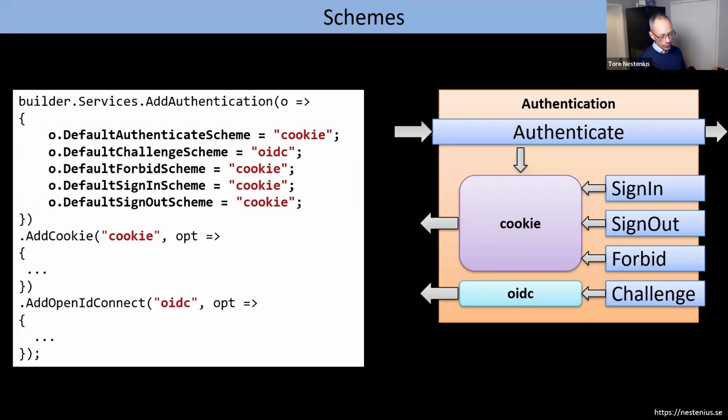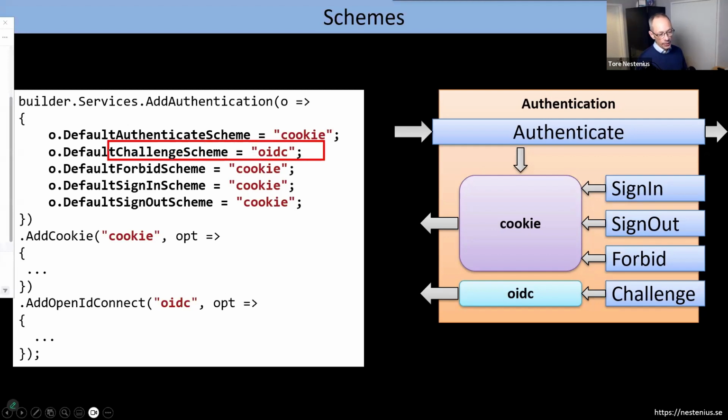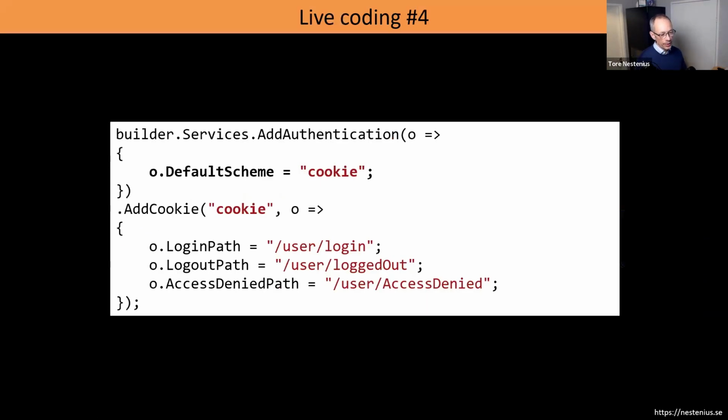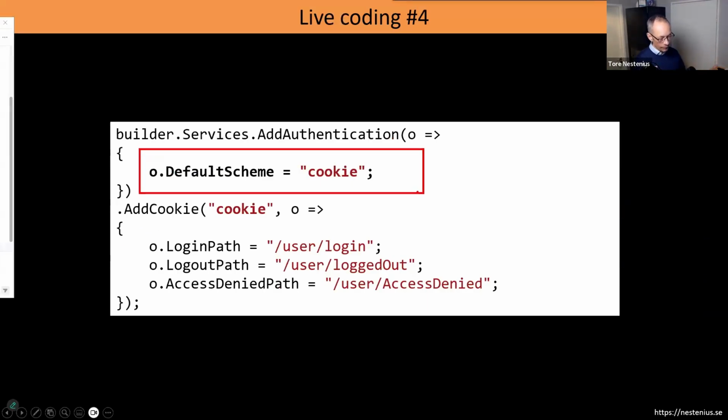So in our case, if you're using OpenID Connect, for example, you typically want the challenge part to be handled by the OpenID Connect handler and the rest by the cookie handler. But it's all up to you how you want to configure it. So in our case, we will set the default scheme, and that means setting all of those 5 to be the cookie handler. So when we do any of those operations, we will always go to the cookie handler.